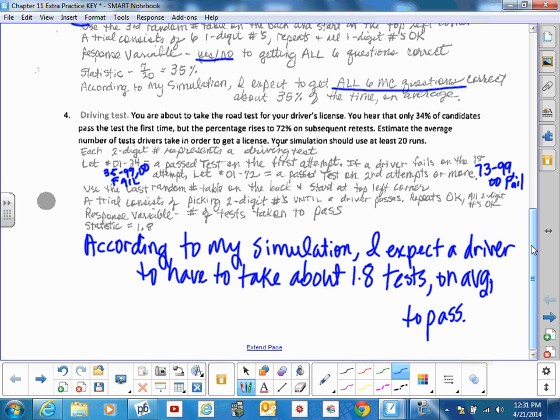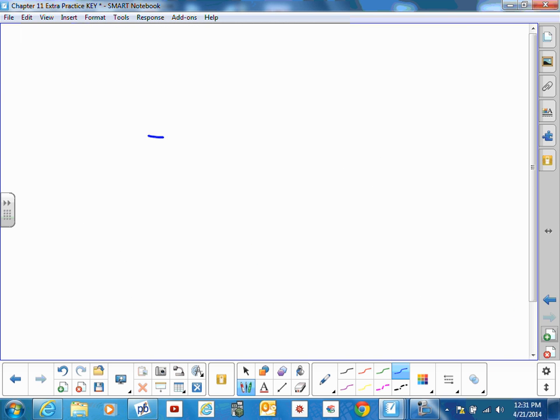All right, let's talk about this last one. Okay, here we go. First of all, because this says 34% of the candidates, you have to use 2-digit numbers. So each 2-digit number represents a driving test. Now, next, it said the first time you take the test, it's a 34% chance of passing. So what that's saying is this. Let's just say we got 2-digit numbers going along, and I will stop once I pass a driving test. So you will look at this first event of taking the test and which values will represent passing that first test. I set numbers 0, 1 to 34. So if I get a 0, 1 to 34, then I pass that test and I'm done.